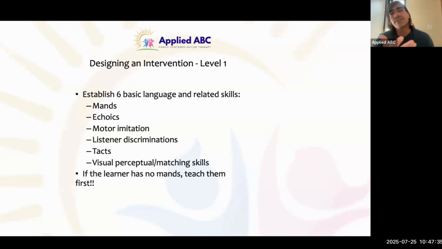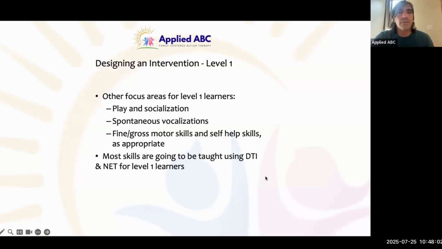Visual perceptual matching skills, exactly what it sounds like. You're making discernments and you're matching, showing that you understand conceptually things are the same. And if the learner has no demands, you teach them first. That's because the most fundamental form of communication is getting our needs met, asking for things. If you're not able to do that, it very often leads to behaviors, frustration, grabbing things, climbing on countertops, all these kinds of things. So the language of asking for things comes first.